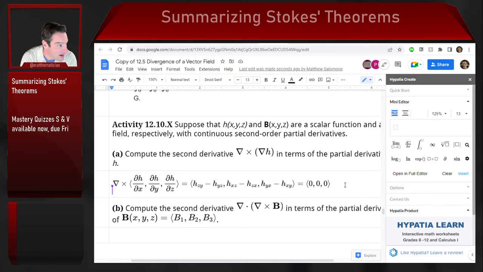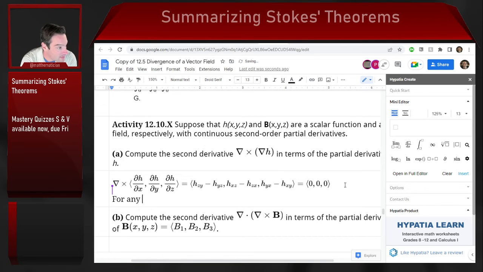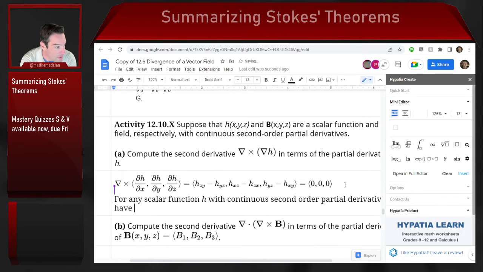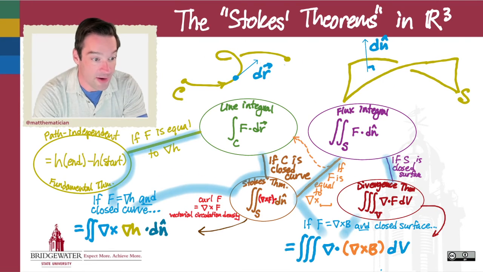So what this is kind of telling me is that for any scalar function h with continuous second order partial derivatives, we have that the curl of the gradient of h is just equal to the 0 vector. So that's kind of nice. In particular, the reason that that's nice is that it fills in the lower left-hand corner of this diagram.